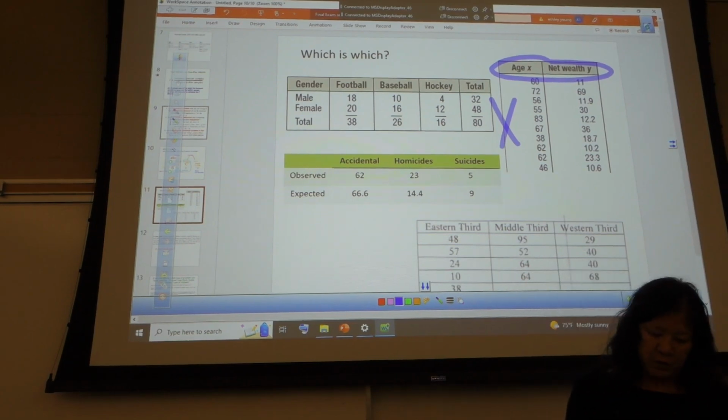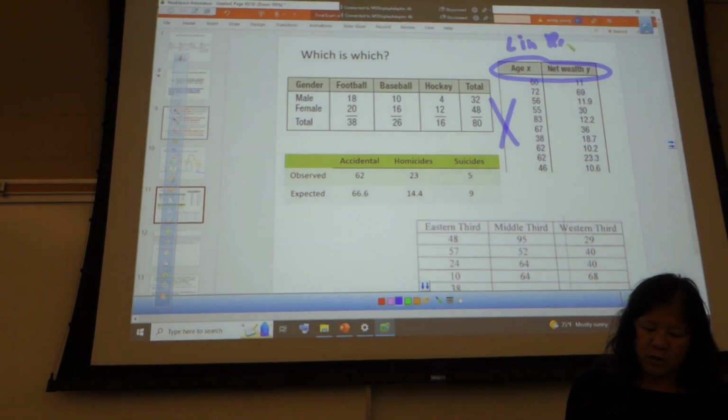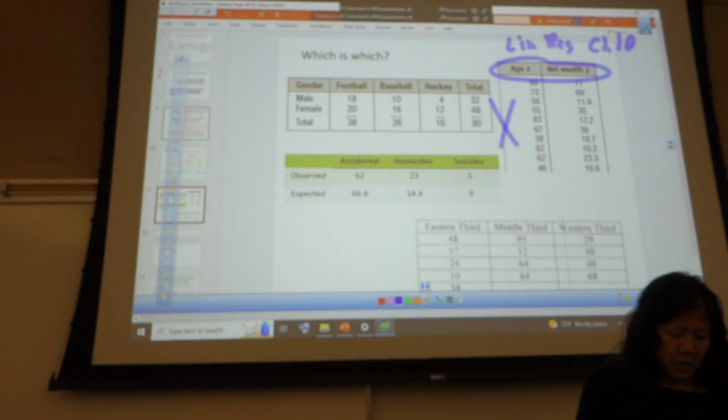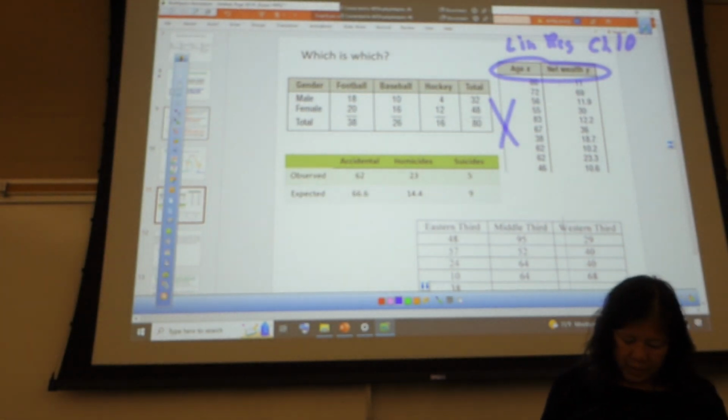So this one has to be what? Linear regression, chapter 10. Everybody good? Yeah. All right. Next, let's take a look at this guy here.